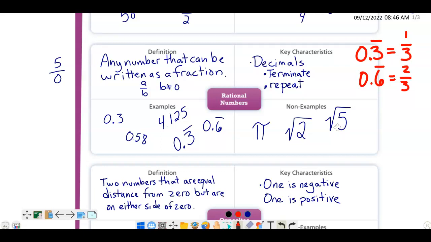So I hope you got a good idea of these types of numbers. You will need to know what integers are, what rational numbers are, and what opposites are in this unit.